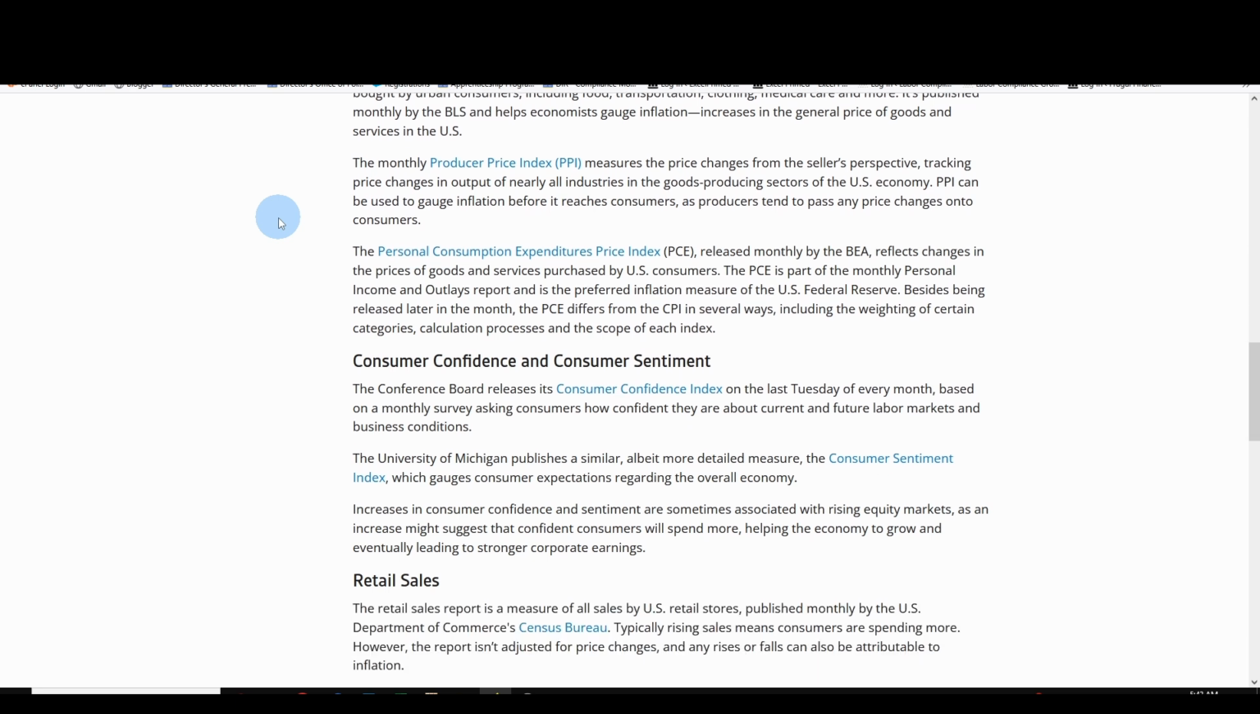The monthly Producer Price Index, PPI, measures the price changes from the seller's perspective, tracking price changes in output of nearly all industries in the goods-producing sectors of the U.S. economy. PPI can be used to gauge inflation before it reaches consumers, as producers tend to pass any price changes on to consumers.